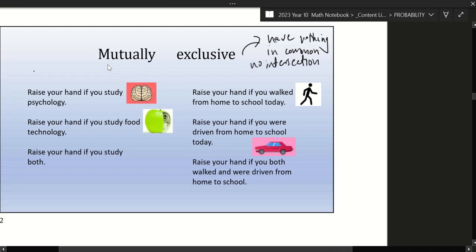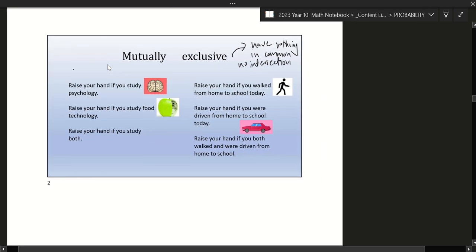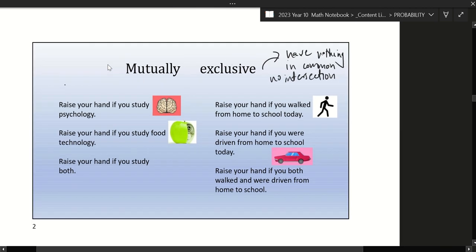So make sure you're writing these terms down. Any questions about that? When we talk about mutually exclusive, you're talking about something that doesn't have anything in common with one another.